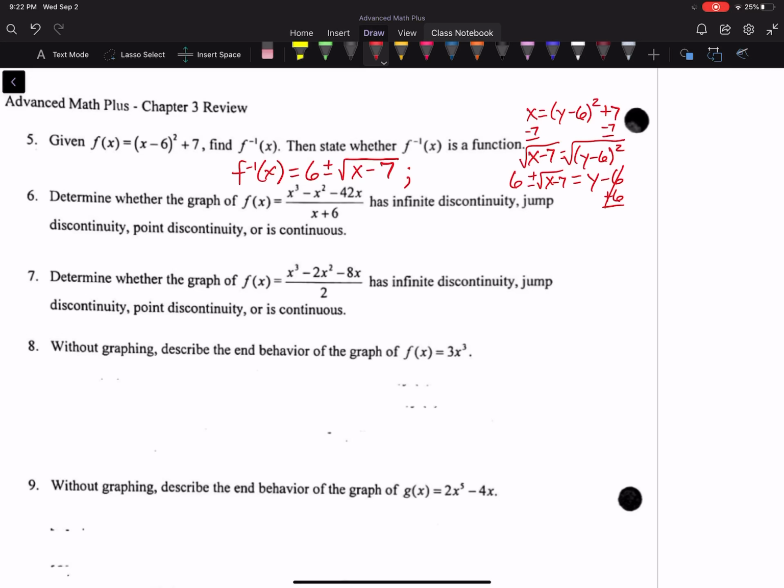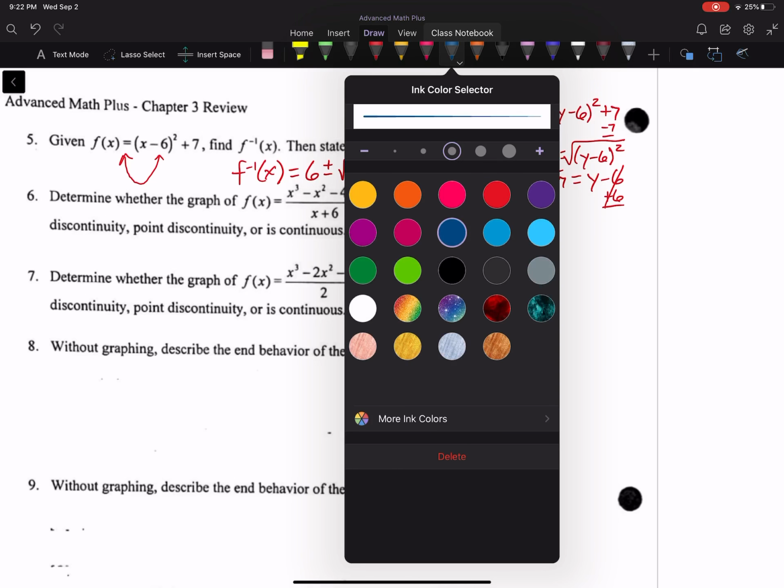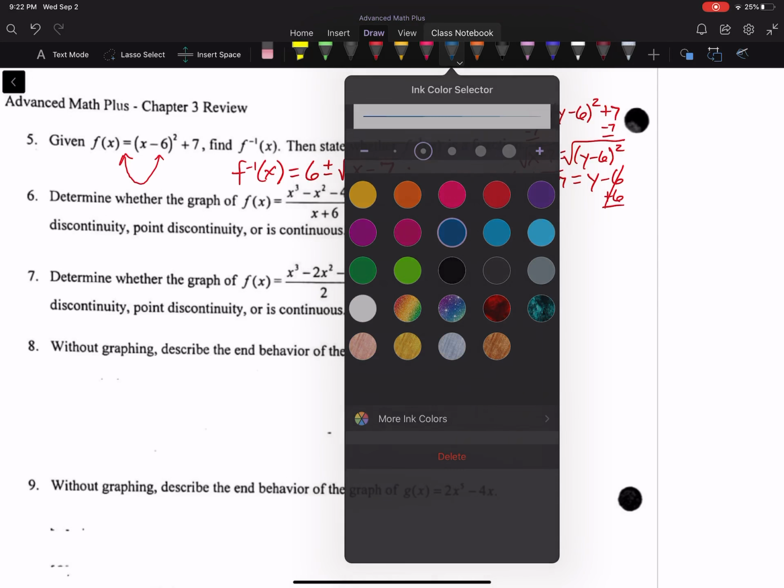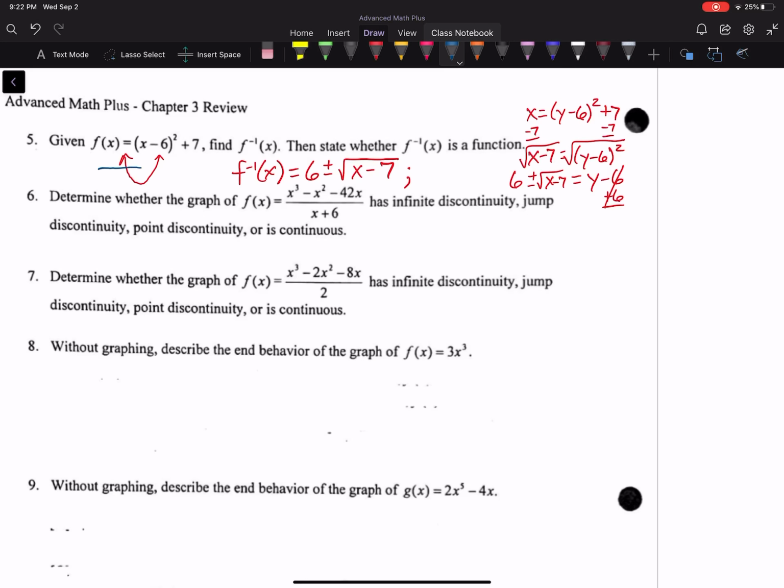Now, as far as stating whether that's a function or not, my original problem was a quadratic, which means it's going to look like a parabola. And if you were to draw a horizontal line and do the horizontal line test, you see that it touches the graph twice, which means the inverse would not be a function. So, not a function. Okay.